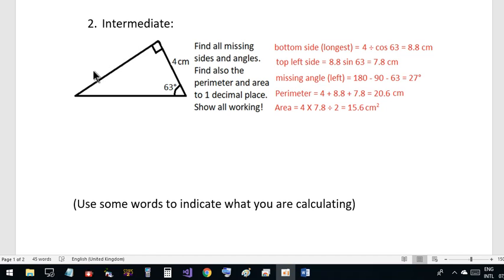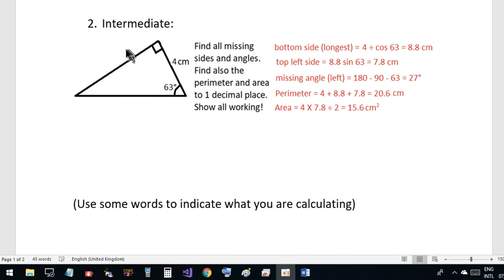Now, remember when you're using sine and cos, you can't go from this side here, the short side, to another short side. We've got to either find the long side or use the long side. So in this case here, we've already found the long side. We know it's 8.8 centimetres, and when we know that, we can use that.